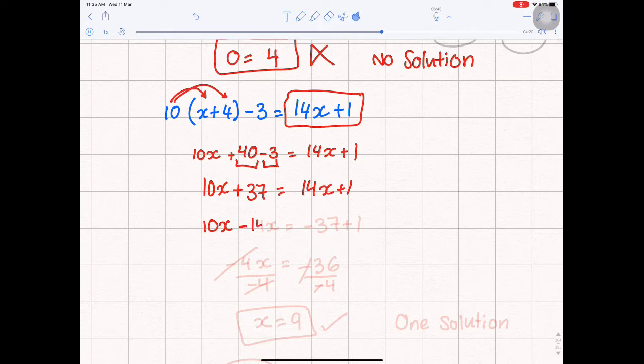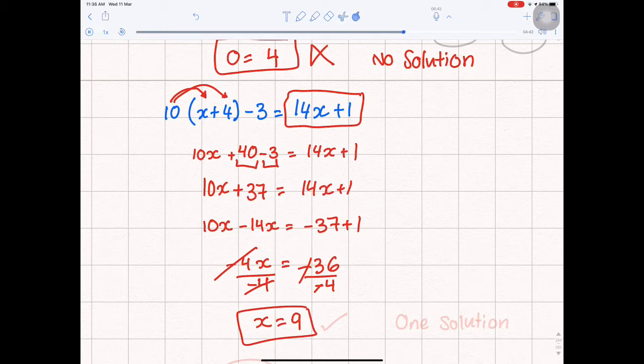10x minus 40x equals negative 37 plus 1. So negative 4x equals negative 36. Divide both sides by negative 4 in order to isolate the x. So x is going to be 36 divided by 4, which is 9.